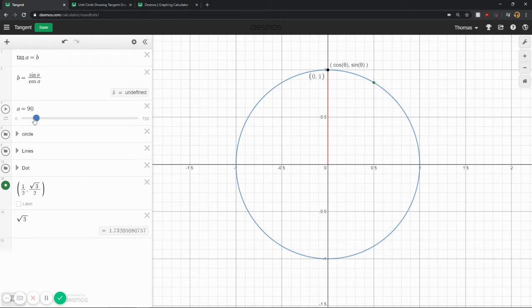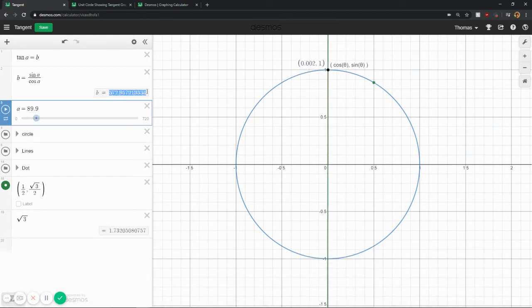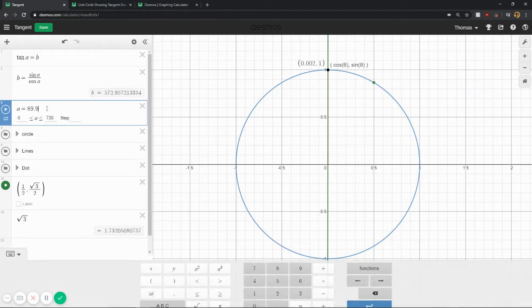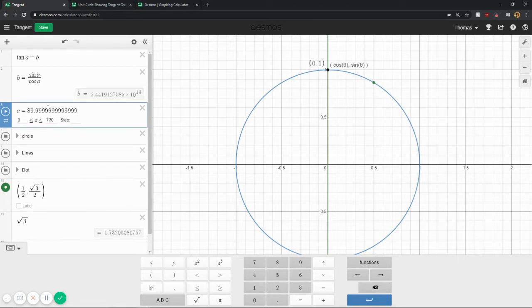Something you can also notice here is if I get really close to this, but not quite, say 89.9, the value of tangent here is 572. If I make it even closer to 90 degrees, but not quite, it's 5,729, 57,295, 572,957. As you can see, as I get closer and closer to 90 degrees, but not quite, the value of tangent gets higher and higher and higher.